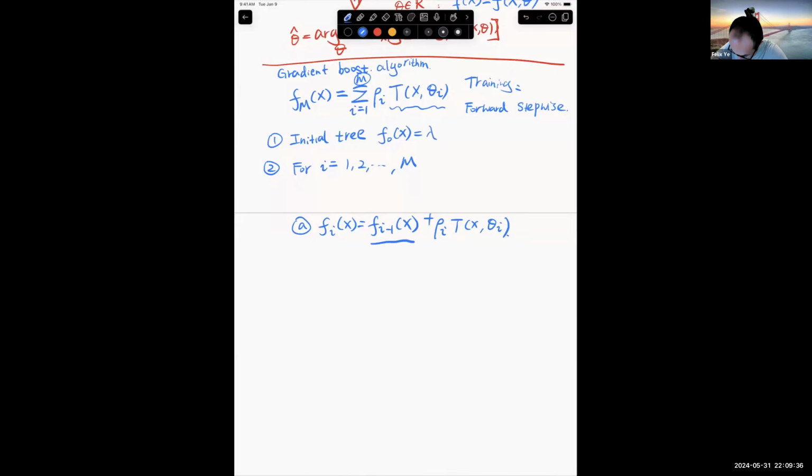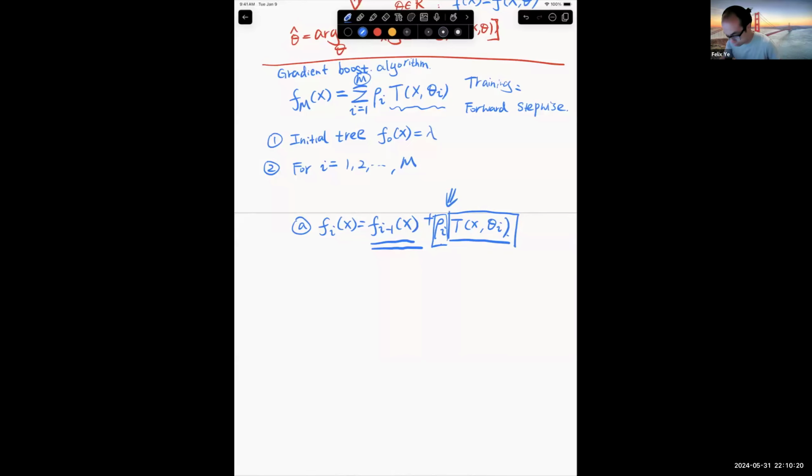f_{i-1} is the model that has been trained in the previous round. The current training round is to get the optimal value of theta_i, so that we get the current decision tree that minimizes a certain loss function. The objective is to train these t's, and also the rho right here. So this is the objective. How are we going to find it?